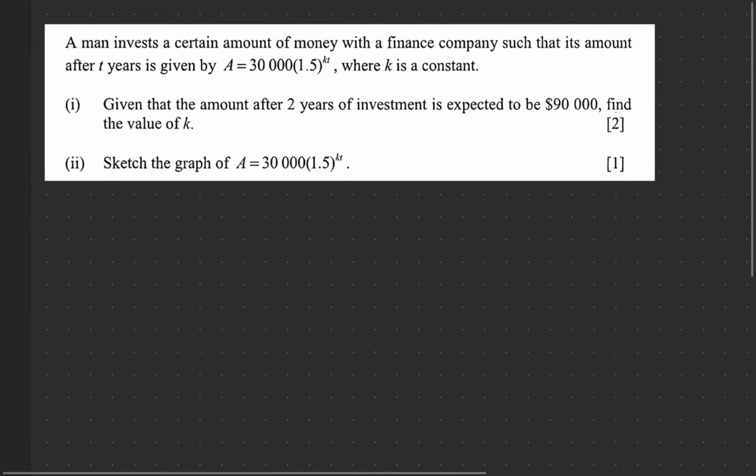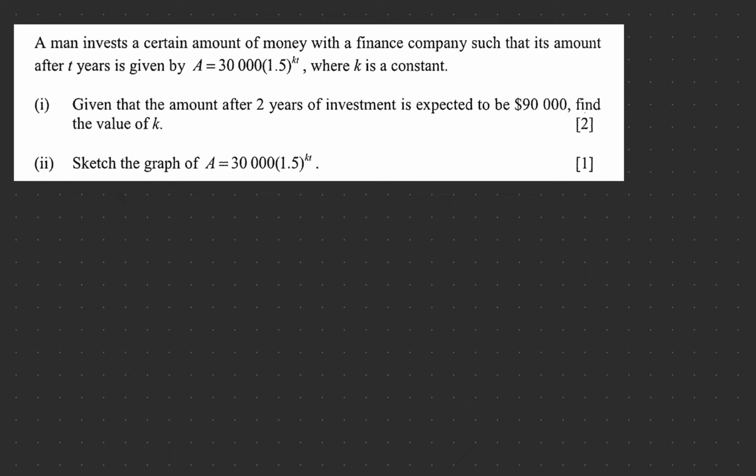So a man invests a certain amount of money with a finance company such that its amount after 2 years is given by A equals 30,000 times 1.5 to the power of kt, where k is a constant. So let's solve part 1 now. Given that the amount after 2 years of investment is expected to be 90,000, find the value of k.